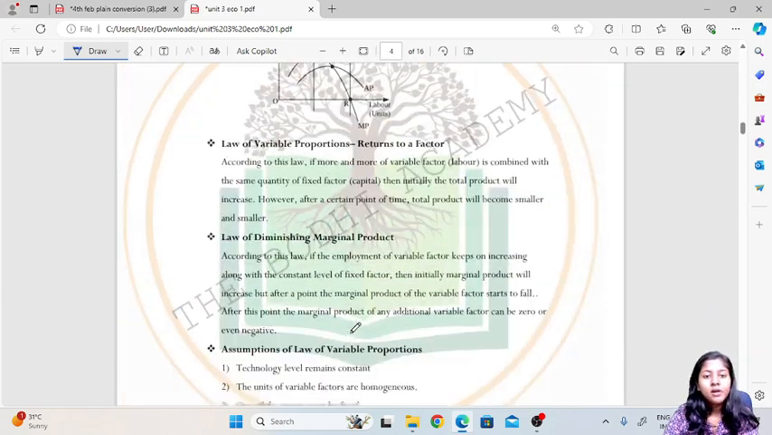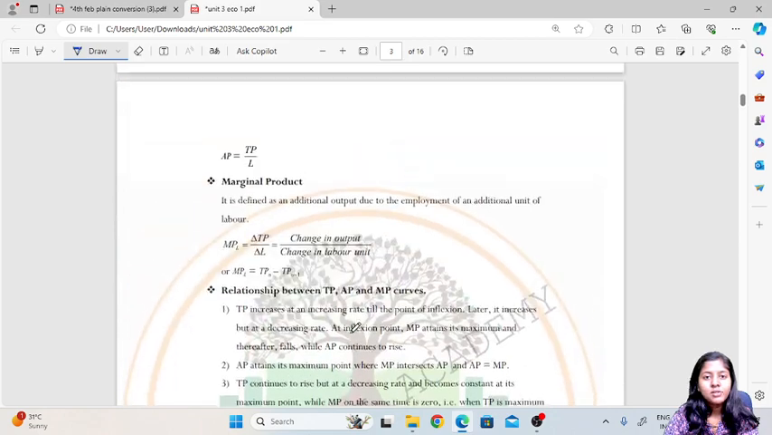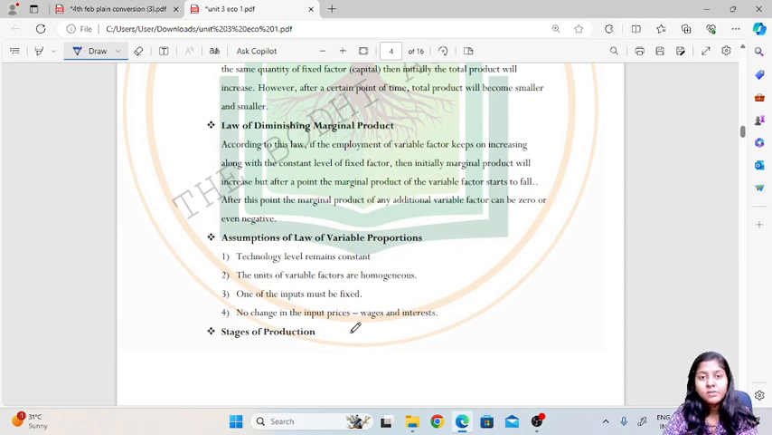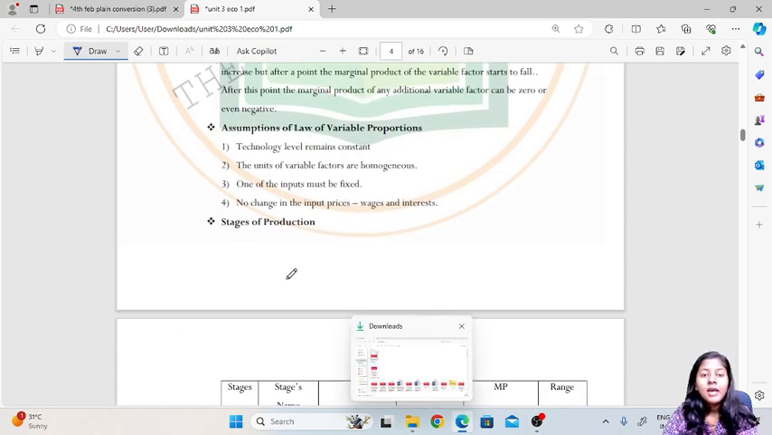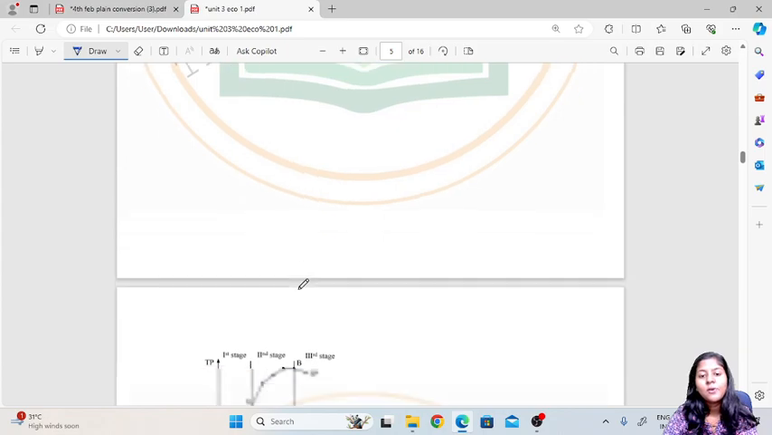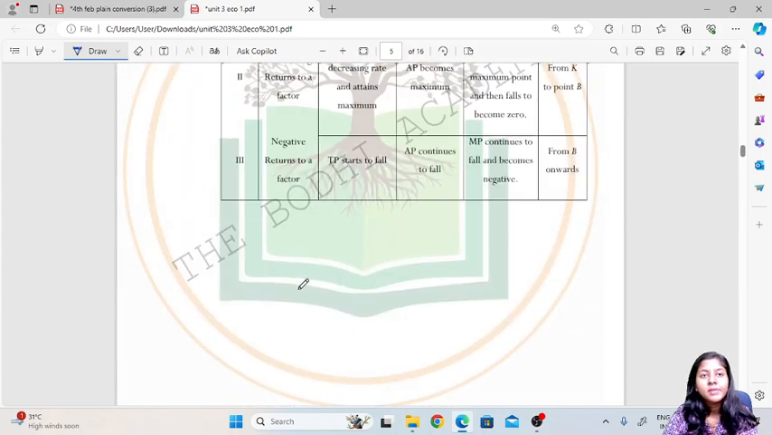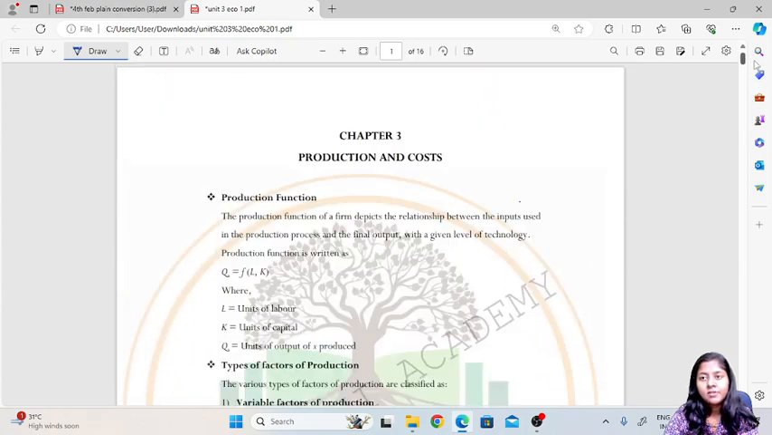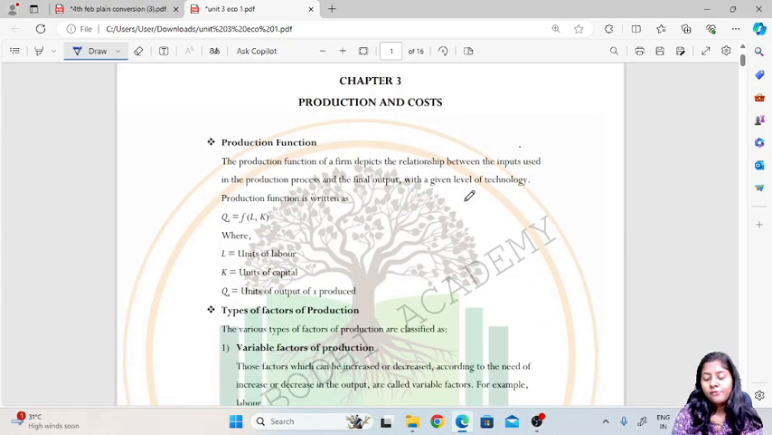So today we'll have a brief introduction of all these things, and then we'll start with the law of variable proportions, and law of diminishing marginal product, and all these assumptions, stages of production we'll be studying about. Okay, so let's start with the introduction of this first, as we have covered production function in the first video.